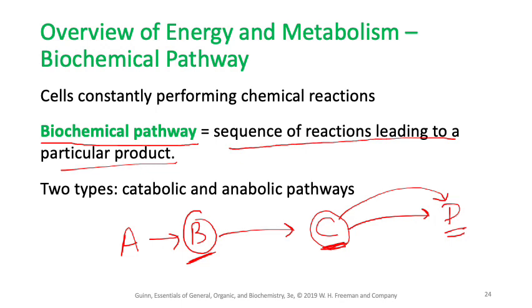So there are two types of pathway that our body uses. One is called the catabolic pathway, and one is called the anabolic pathway. Let's try to compare these two pathways on the next slide.